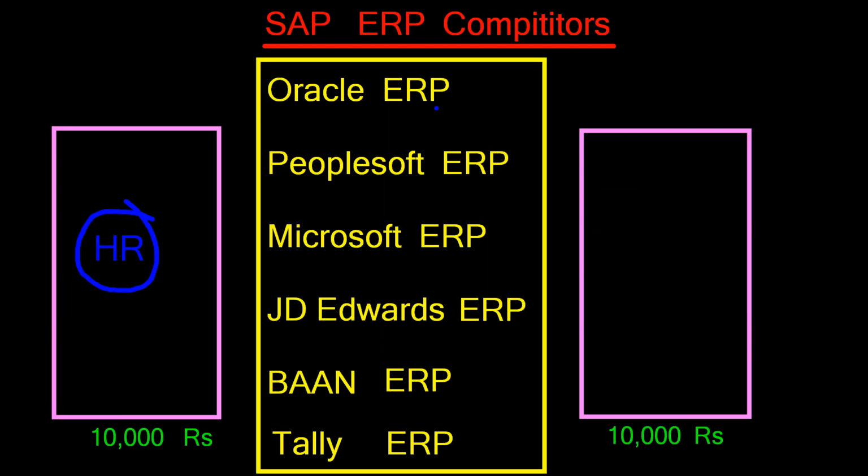So individually, Oracle is a very big company. On the database side, that is number one, no doubt. But in ERP, that is not number one. SAP is number one.